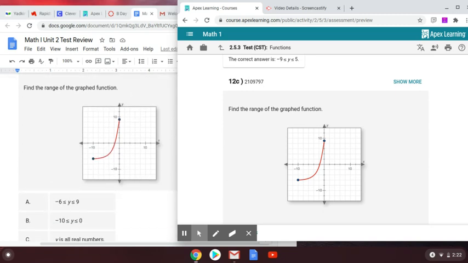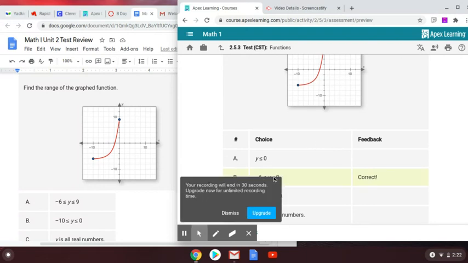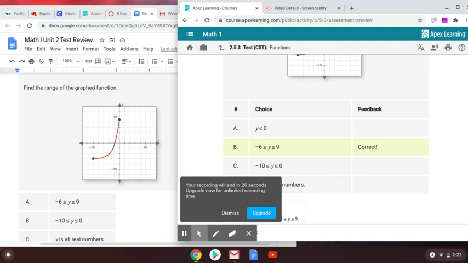12c, range. Looking at the y-axis here. So we're going from -2, -4, -6 up to, it looks like, 9. So the y's are between -6 and 9, including -6 and 9.